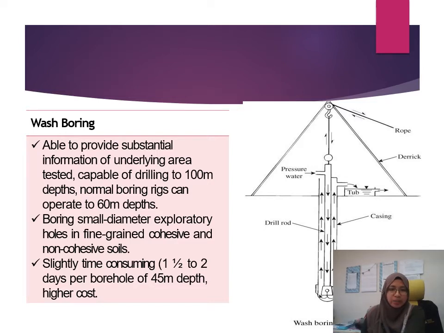So wash boring is able to provide substantial information of the underlying area tested, capable of drilling to 100 meter depth. Normal boring rate can operate to 60 meter depth, right? For wash boring, we can do the exploration up to 100 meter depth from the ground surface. But for normal boring rate, it can only go up to 50 to 60 meter depth from ground surface. Okay, boring small diameter exploratory hole in fine grained cohesive and non-cohesive soil.